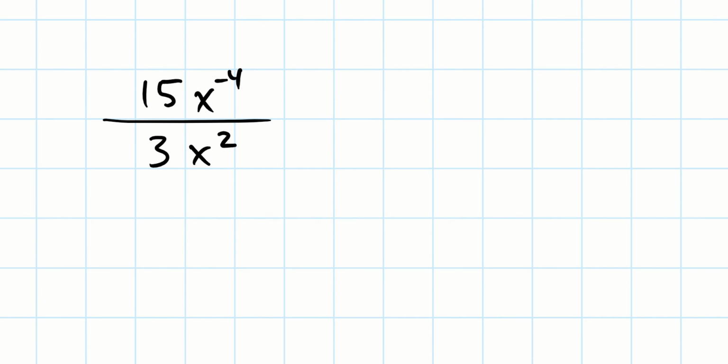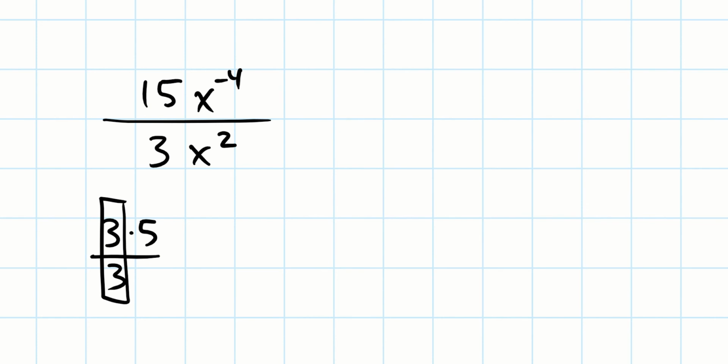Let's consider another example. Let's say that I have 15x to the negative 4th power divided by 3x to the second. Again, the exponents have nothing to do with the 15 over 3. This is just a fraction, and I can reduce that. 15 is 3 times 5 over the number 3. Clearly, the 1 is 3 over 3, and I'm left with just a 5 in the numerator.